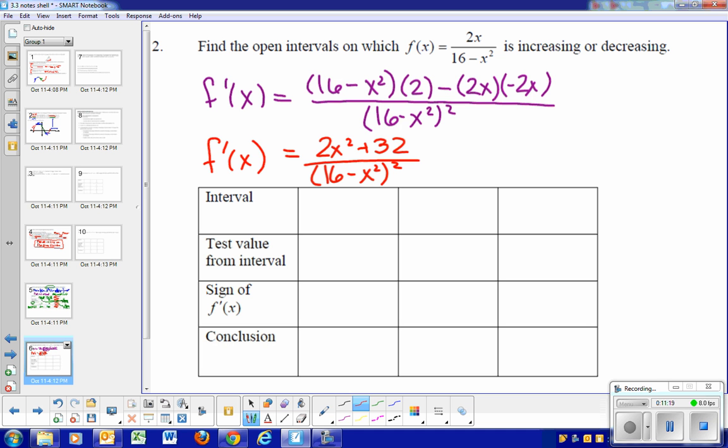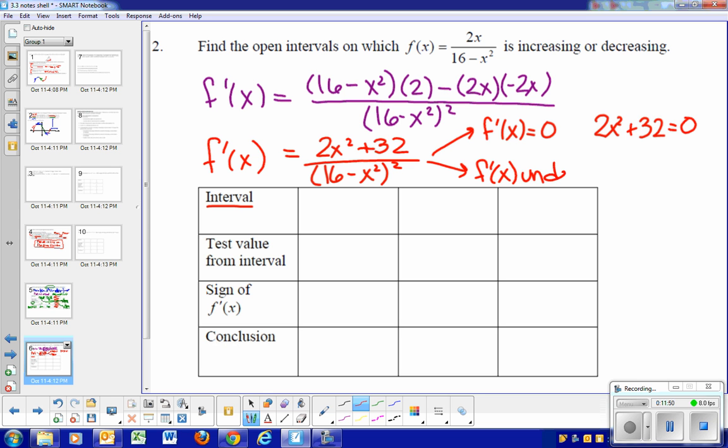To know what my test intervals are for my chart, I need to find the critical numbers. So I need to think about where the derivative is 0. So imagine that this fraction is set equal to 0, which means the top has to equal 0. So I'd have 2x squared plus 32 equals 0. This is not going to give me any solutions in the real number system. Okay, it gives me some complex solutions, but that's not part of drawing a graph in the real number system.